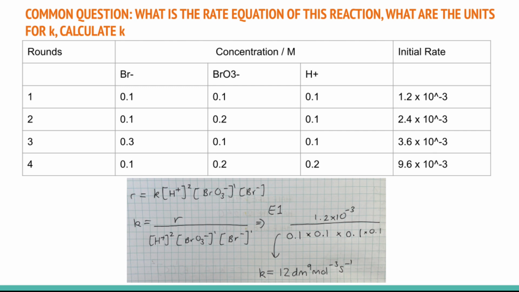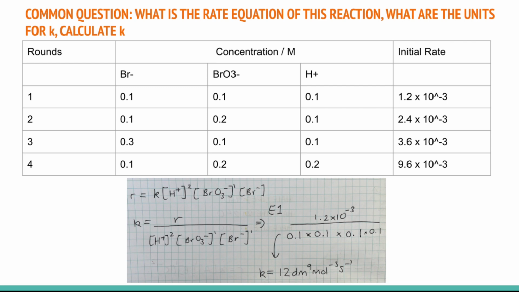The next thing you want to do is work out the units for K and work out what K is. First, rearrange so that K is the subject and then substitute. You can use any of the experiments, but in this case I used experiment 1 and substituted the concentrations of each species, and always make sure that you have the powers sorted. In this case I didn't put it to the power of 2, however I wrote it out separately. So I did 0.1 times 0.1 times 0.1 times 0.1, so 4 times. And I did the rate divided by this, which gave me 12.